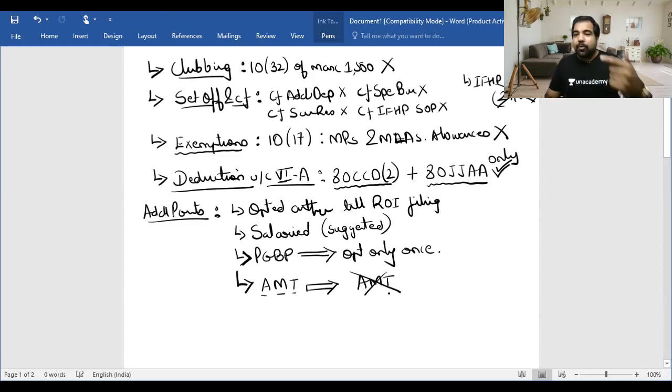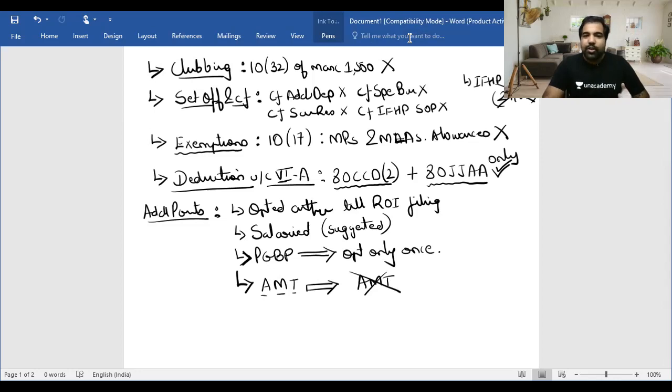So no AMT when you opt for this. So good part: flat rates, steady rates, steady slabs. No AMT, you can opt for it anytime you want. But the bad part is a lot of deductions you have to give up. This is the better available choice.